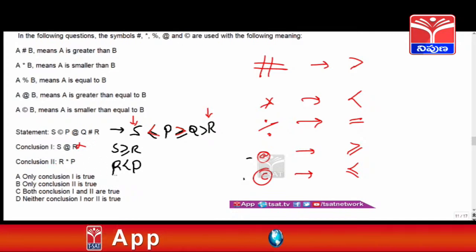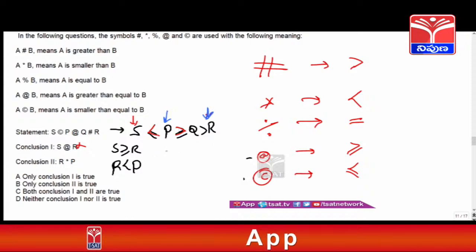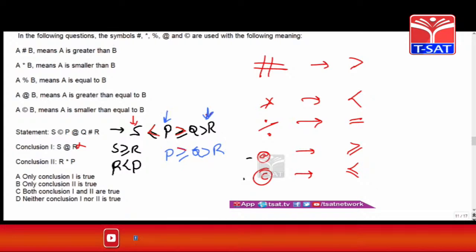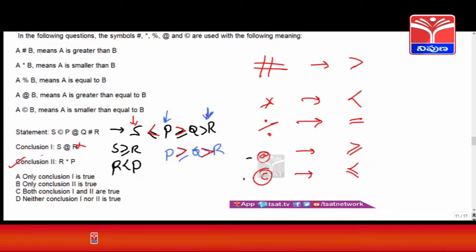Now see the second conclusion, that is P is greater than R. So where is P and R? You can see here is P, here we have R. Now the relation between P and R, he is saying that P is greater than R. So all the symbols should be greater symbols towards P. So P greater than or equal to Q, and Q is greater than R, he is saying. Here also you have a greater symbol towards P, here also you have a greater symbol towards P. Obviously this conclusion 2 becomes correct. So in this case the answer is only conclusion 2 is correct and conclusion 1 is wrong.